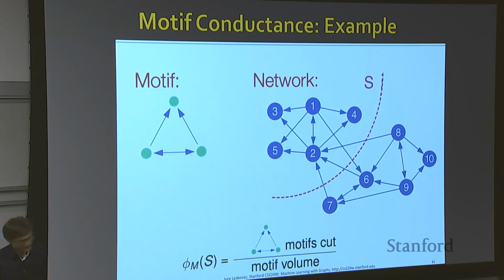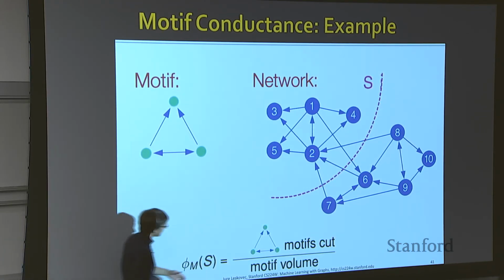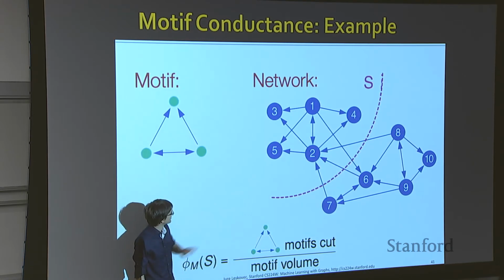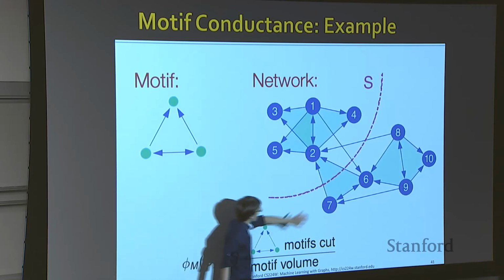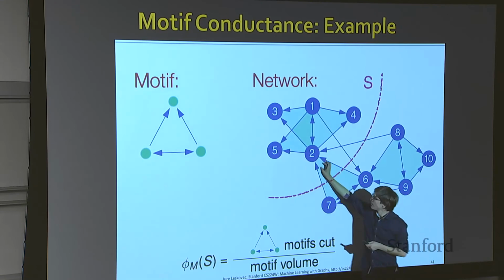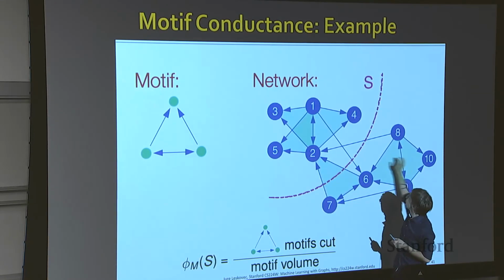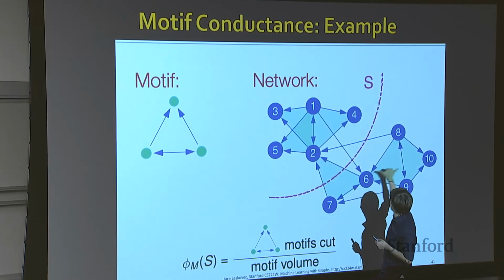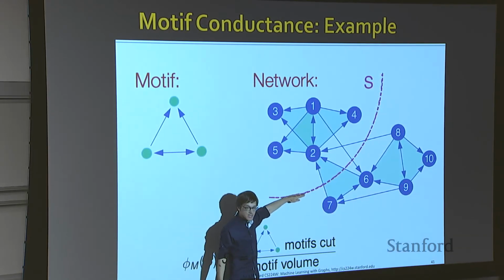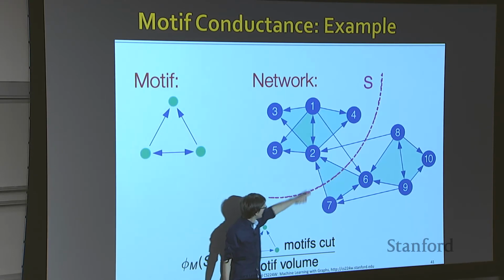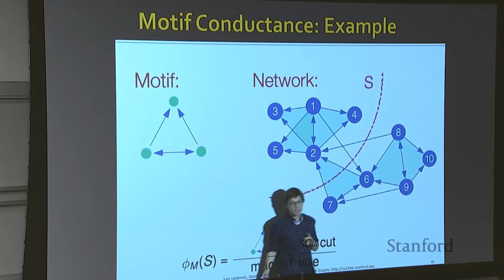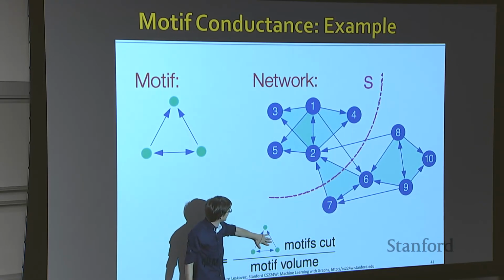So the way I would think of this is to say, let me identify the number of motifs cut divided by the motif volume. If I look into this graph, here are all the instances of my motif. It's a bidirectional edge and two edges pointing out. So these are 3 plus 3, 6 instances of my motif. So how many motifs does this cut? It cuts 1 instance of the motif, right? These edges do not participate in the motif, so I don't care about them.